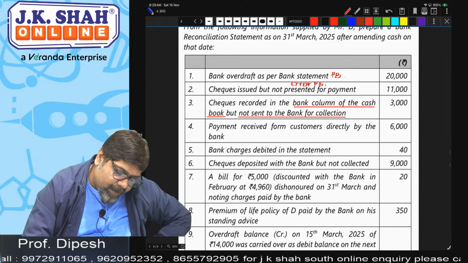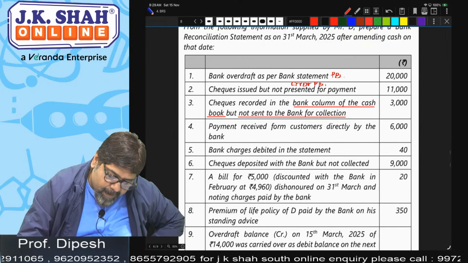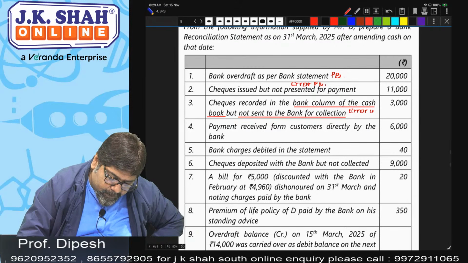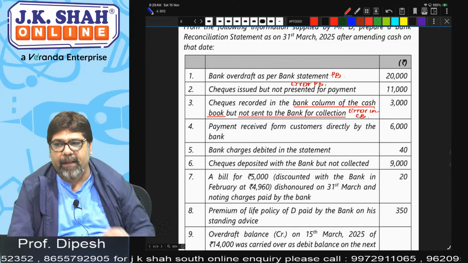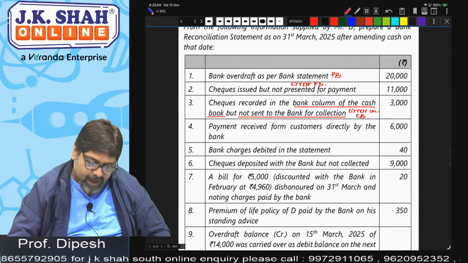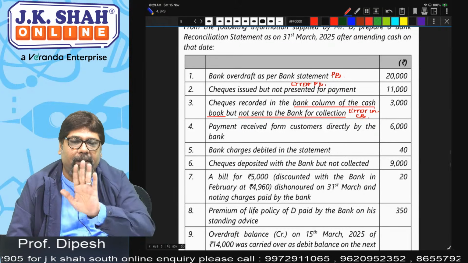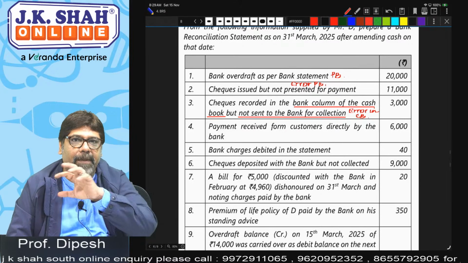They have recorded it in the bank column of the cash book, but it is not sent for collection. So it is recorded in the cash book, not recorded in the passbook. So it is an error in the cash book. Cash book you have recorded on the debit side, passbook you have not recorded. Cash book shows the debit side, so you have to remove it.